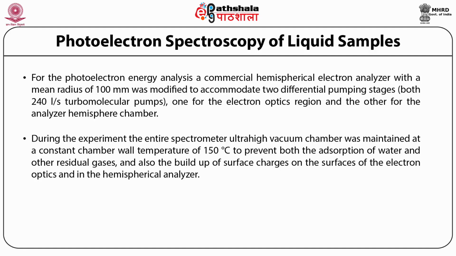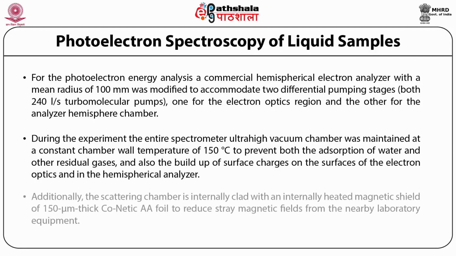In addition to the mu-metal shield, the entire apparatus is located in a 3 by 3 by 3 meter cube Helmholtz cage to further suppress the deflection of electrons by the Earth's magnetic field by an overall factor of 20. Additionally, the scattering chamber is initially clad with an internally heated magnetic shield of 150 micrometer thick cobalt-niobium foil to reduce stray magnetic field from the nearby laboratory equipment.